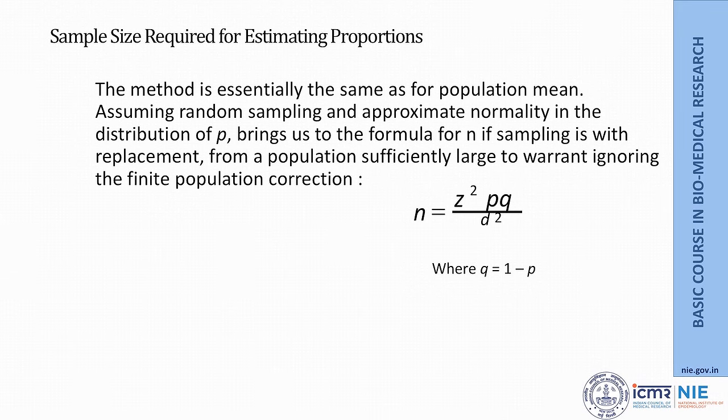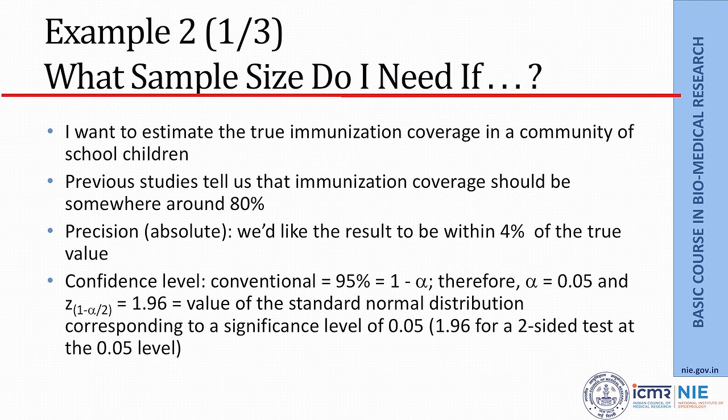So, the formula for that is very simple. The n is Z squared and the d squared in the denominator are common, and here instead of sigma squared what you have is PQ, where Q is nothing but 1 minus P. This also will be clearer if we see an example. Suppose we want to estimate the true immunization coverage in a community of school children. Previous studies tell us that the immunization coverage should be somewhere around 80%. Suppose the absolute precision we would like is that the result be within 4% of the true value.